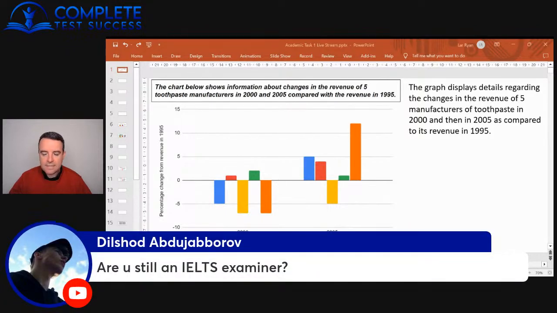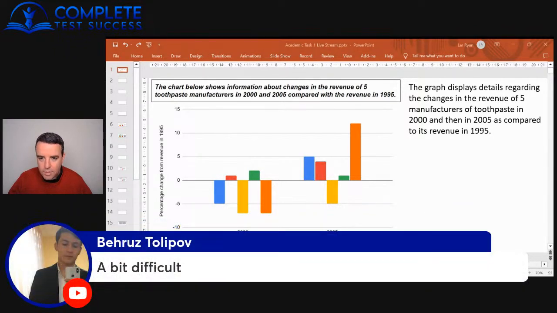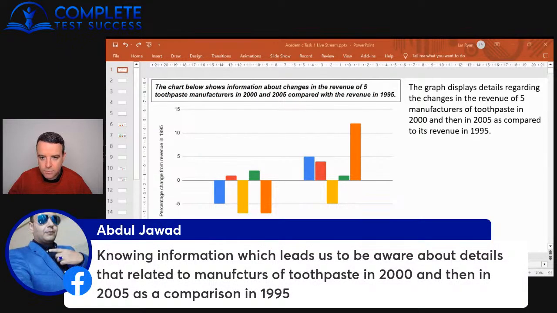Dilshad, are you still an IELTS examiner? I'm not, Dilshad. No, not anymore. Beiruz, it's a bit difficult. Yeah, definitely. It's quite difficult for sure.